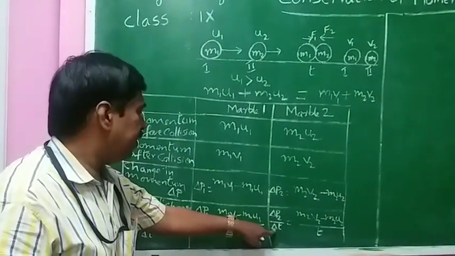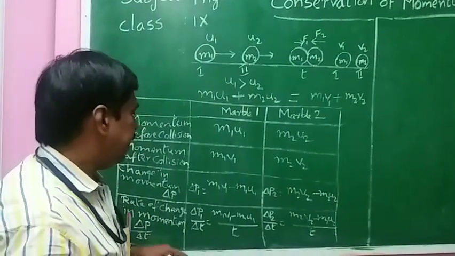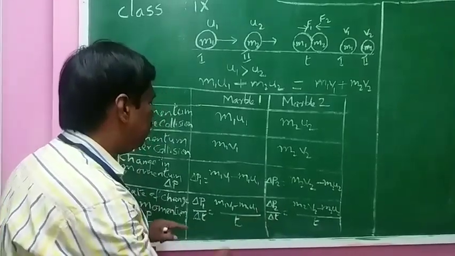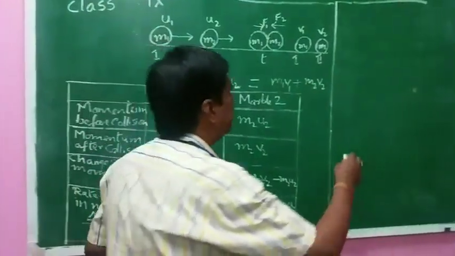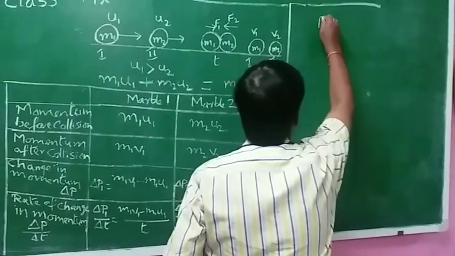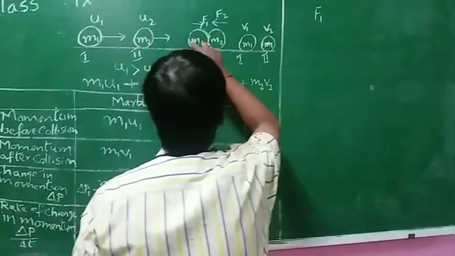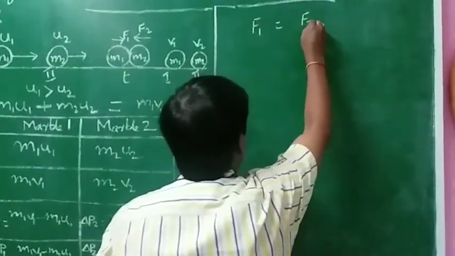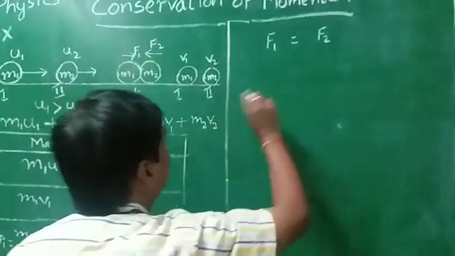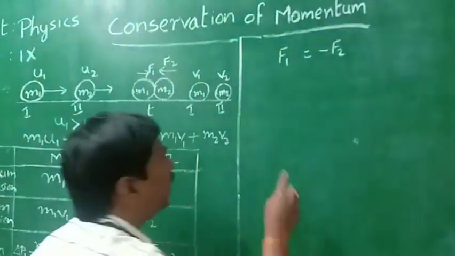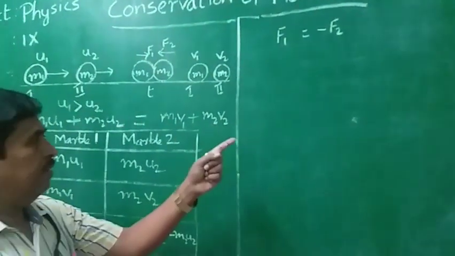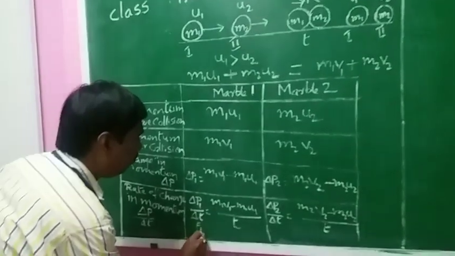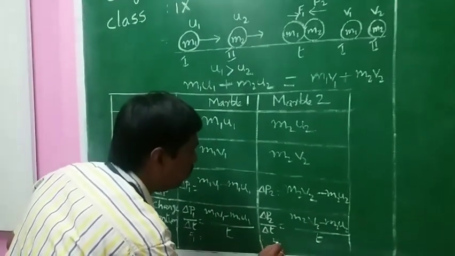Newton's second law explains that the applied force is directly proportional to the rate of change in momentum. So these two forces are equal. According to Newton's third law, for every action there is an equal and opposite reaction. Here marble 1 applies a force F1 on marble 2, and marble 2 applies a force F2 on marble 1 in the opposite direction. So action is equal to minus reaction. Delta p1 by delta t is equal to F1, and this value is equal to F2.